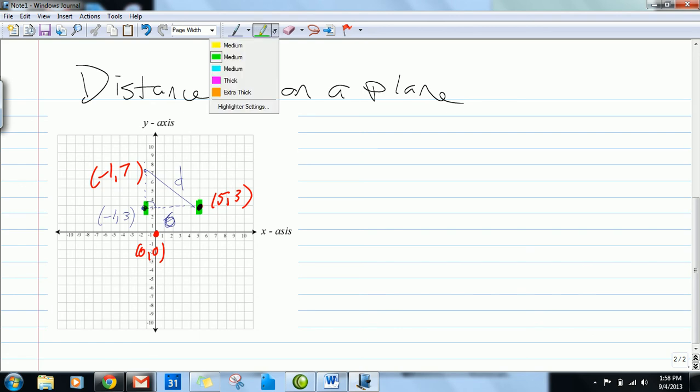How about these 2 points here, the other 2? I have a point here and a point here. They're on the same vertical line, same x values.